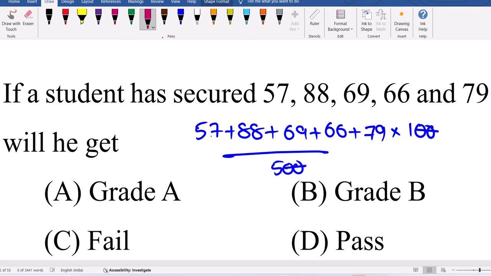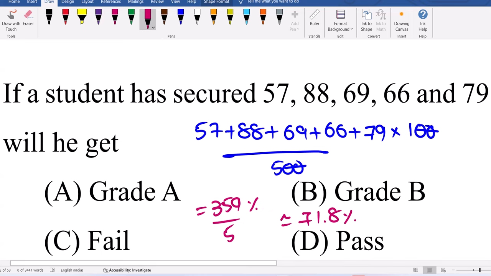80 and 50, 130. 7 plus 8, 15. 145. This is 145. Here 60 and 60, 120. 265 and 15, 280. 280 and 79 is 359, divided by 5, which is 71.8%. So 70% and above that, right? So 70 above.